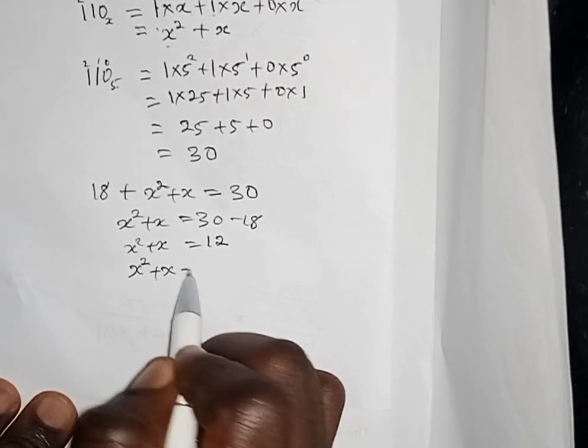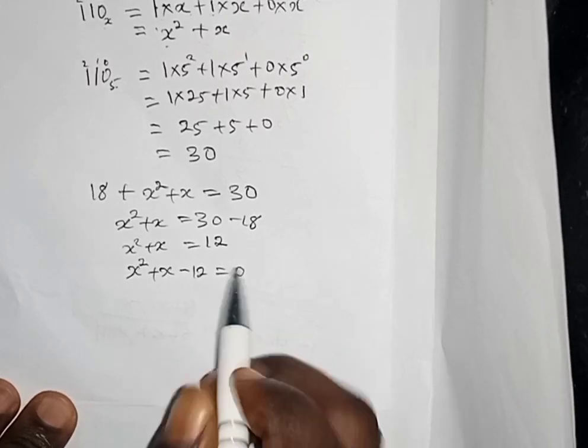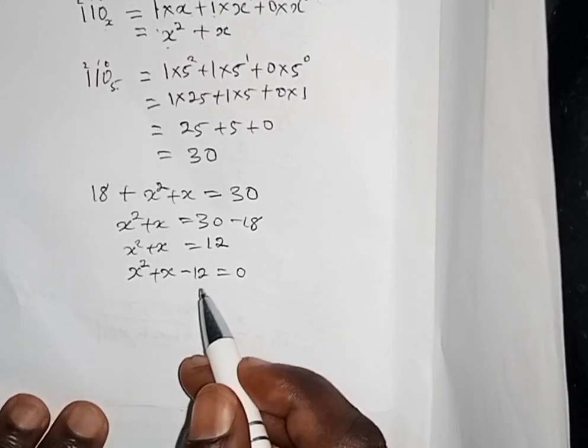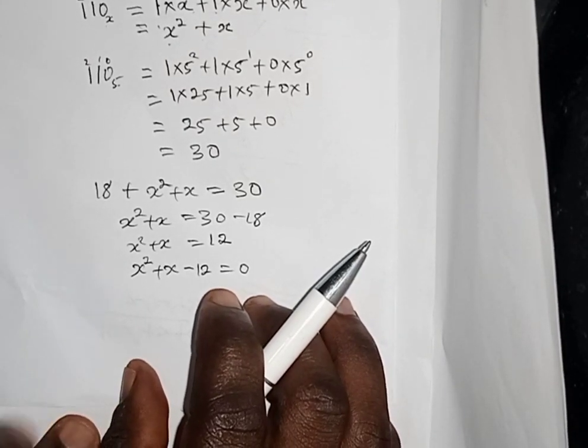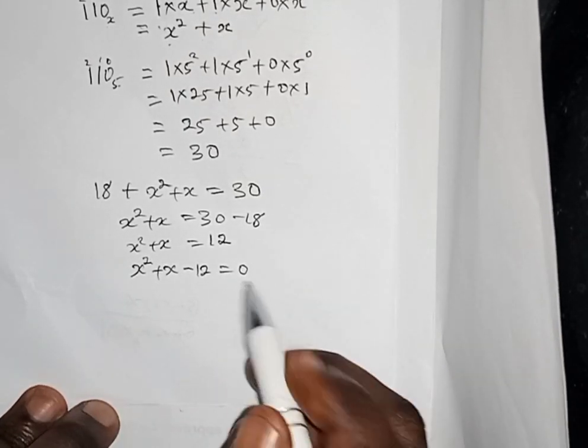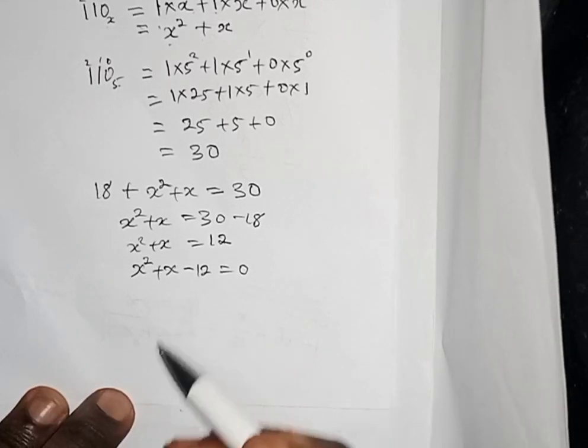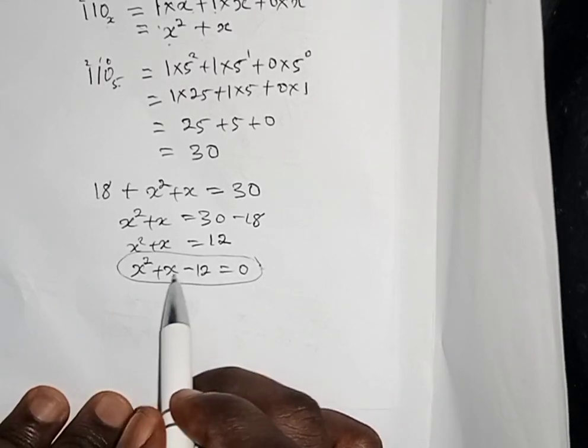x squared plus x minus 12 is equal to 0. So you can clearly see that this is a quadratic equation. I'm just going to be using one of the methods of solving a quadratic equation. In this case, this equation is actually factorizable.